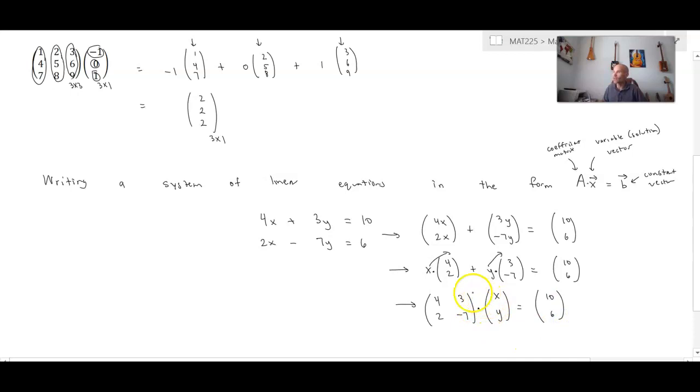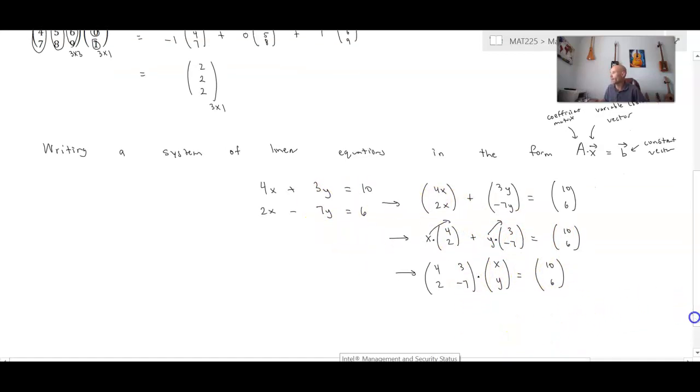So if I conduct the multiplication forward, like we did in these last 2 examples, I'll get x times the 4, 2 vector, which is this piece here, plus y times the 3, negative 7 vector, which is this piece here, equals 10, 6. And we can kind of work our way backwards to arrive at the system.